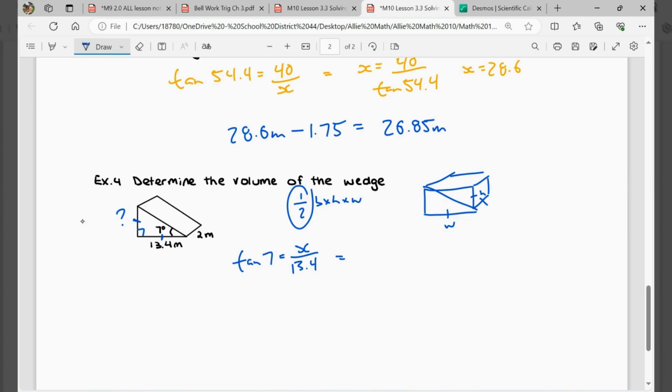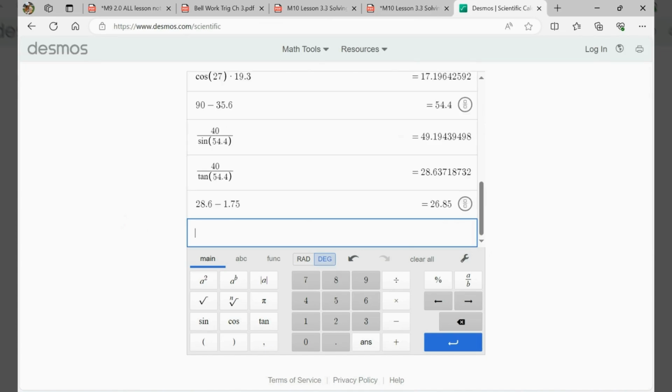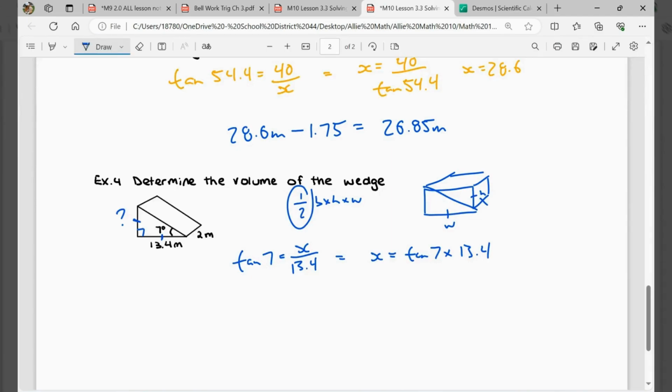Now x equals tan 7 times 13.4. Let's do that in the calculator. Tan 7 times 13.4 equals 1.6. Let's leave it at 1.6. So here we go, 1.6.